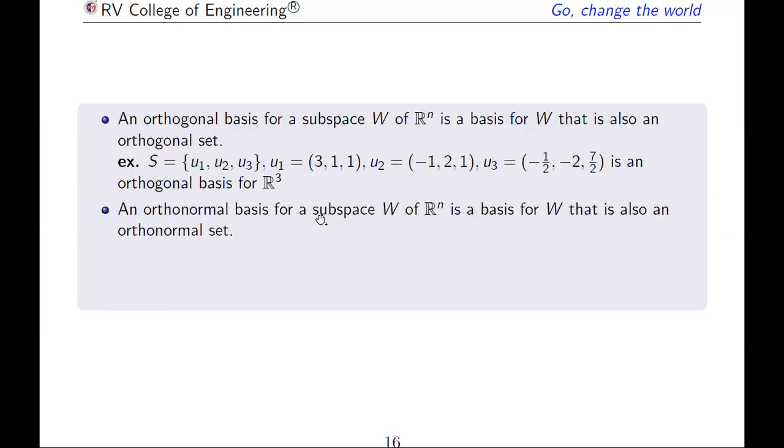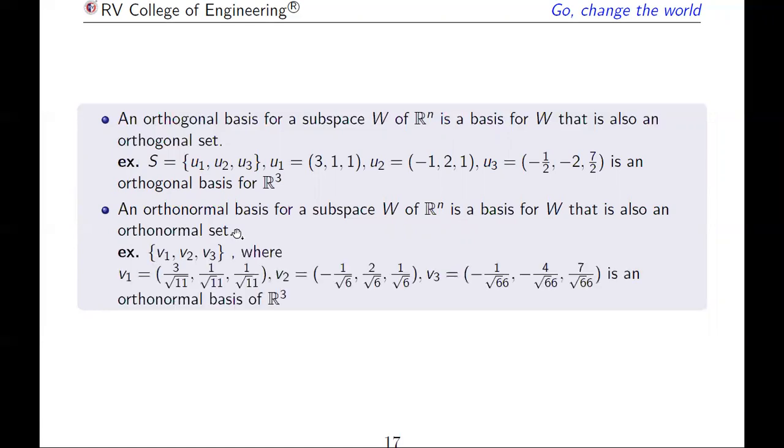So next is an orthonormal basis. A basis which is also an orthonormal set is considered to be an orthonormal basis. For example, the set v1, v2, v3, wherein v1, v2, v3 are defined like this, would be an orthonormal basis. Why? Because the dot products of v1 and v2, v1 and v3, v2 and v3 would all be equal to 0. And also you can check that these three individual vectors are unit vectors, and they form linearly independent vectors. Therefore, it is an orthonormal basis of R^3.